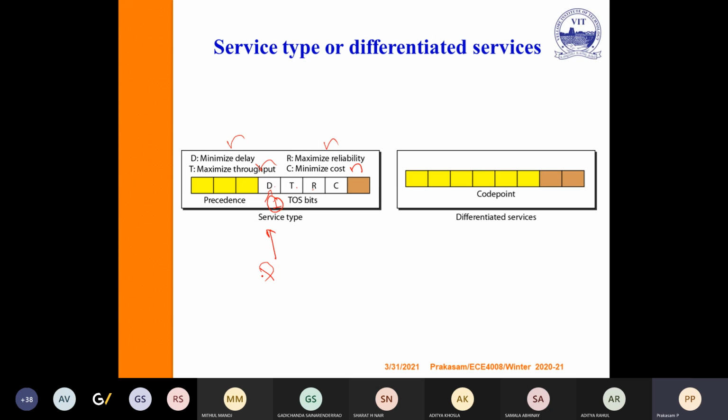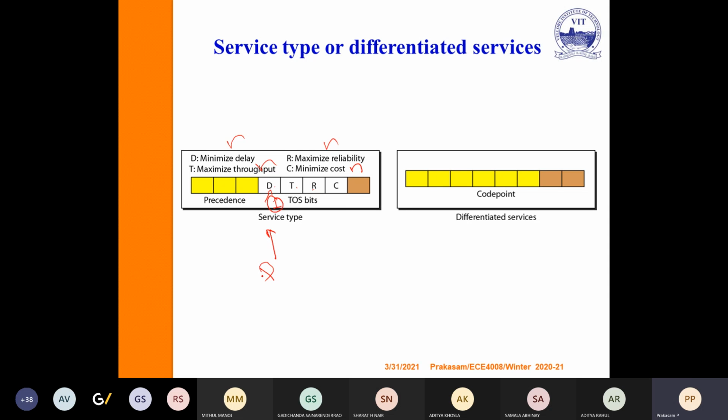Similarly, if the next bit is one, then we have to maximize the throughput for a particular datagram and reduce the traffic. Then if the next bit is one, we have to maximize the reliability. Then if the next bit, the C bit, is one, we have to minimize the cost.